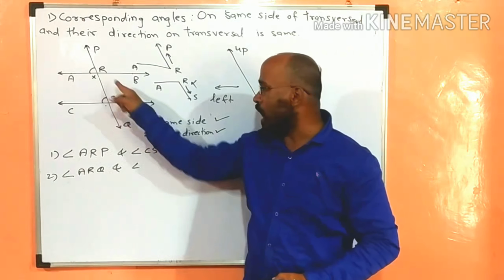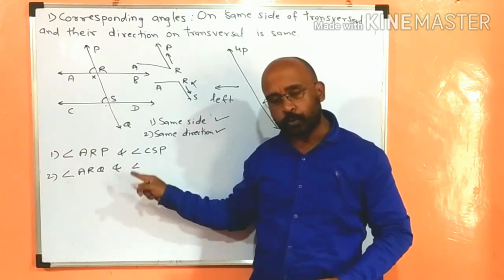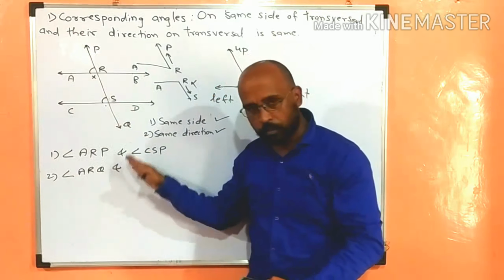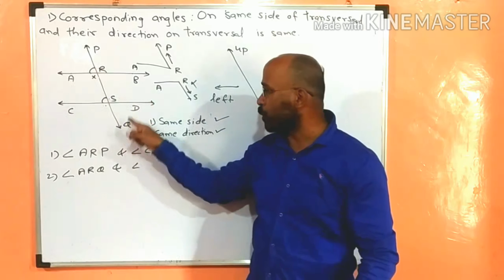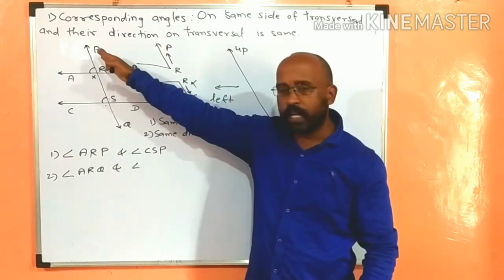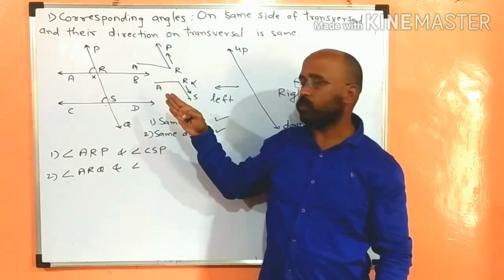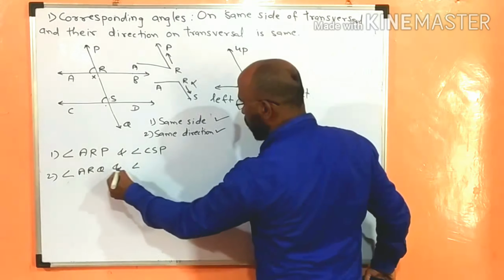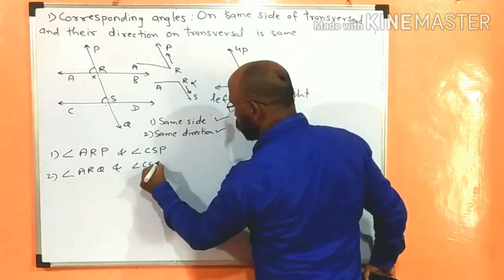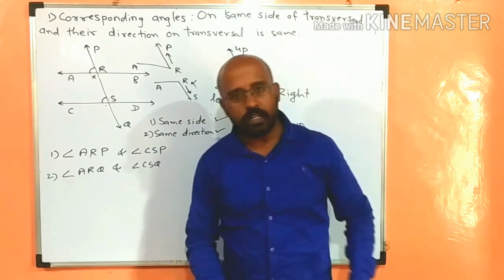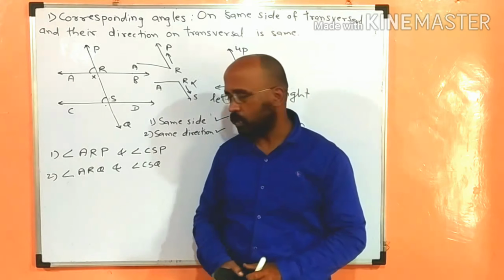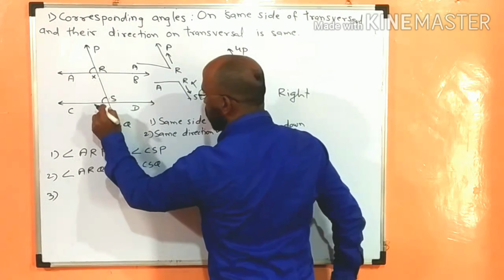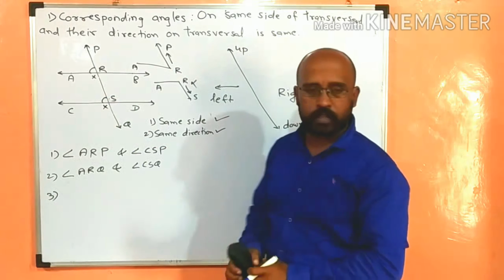Angles ARQ and CSQ both are on the same side, that is the left side of the transversal PQ. Angle ARQ and angle CSQ both are having down direction on the transversal, both are corresponding angles. So angle ARQ and angle CSQ, these two angles are corresponding angles. Clear students? I hope you are getting it. Now let us see the third angle. So this angle and this angle, these two angles are corresponding angles.